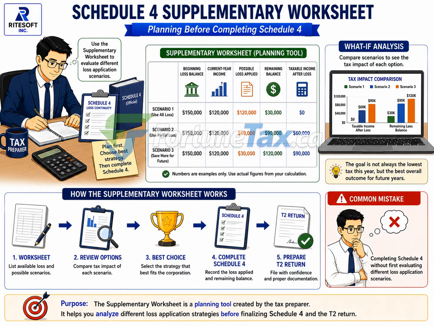For example, one scenario may involve using the entire available loss this year. Another scenario may involve applying only part of the loss and carrying the remaining balance forward. Each option produces a different result for taxable income, the remaining loss balance, and future tax planning opportunities. The worksheet allows these alternatives to be compared side by side before making a final decision.